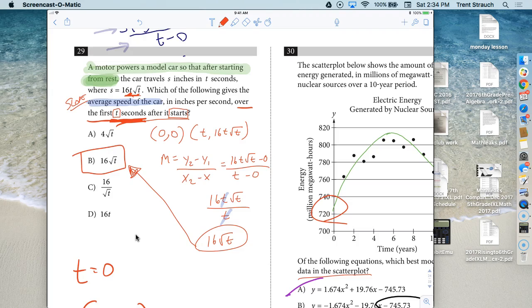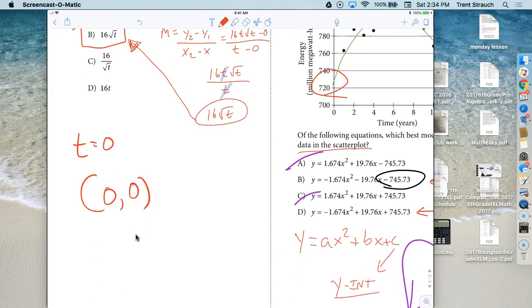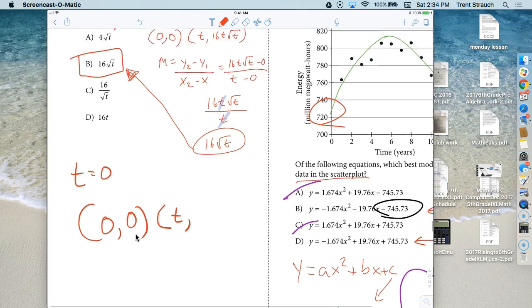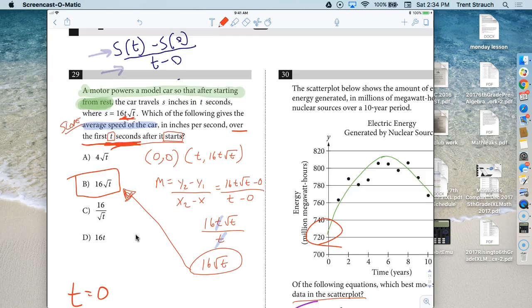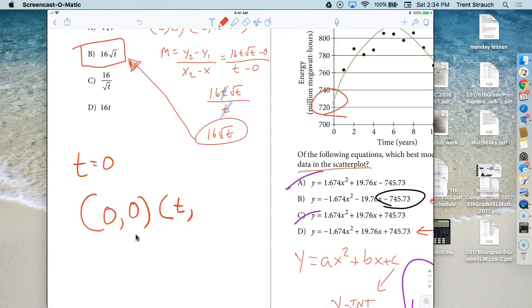Because it doesn't matter what t is, they're saying. All right? Use t as that ordered pair. So what does that mean? That means that you're going to use the point t, comma, and then you're going to plug it in, and when I plug it in, I get 16t square roots of t.